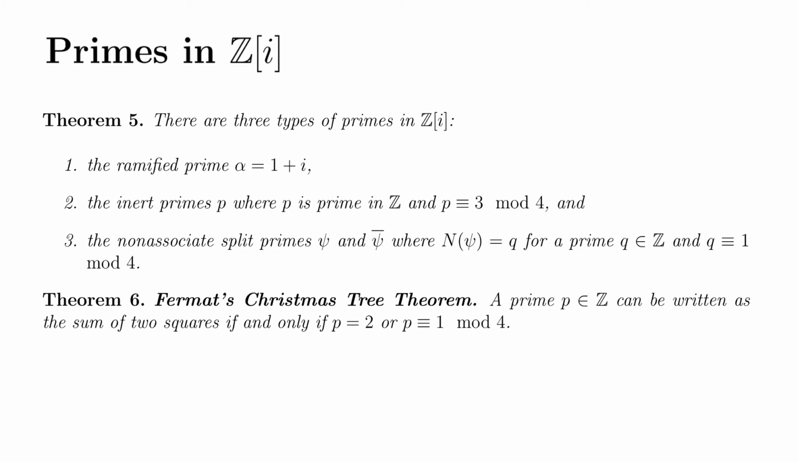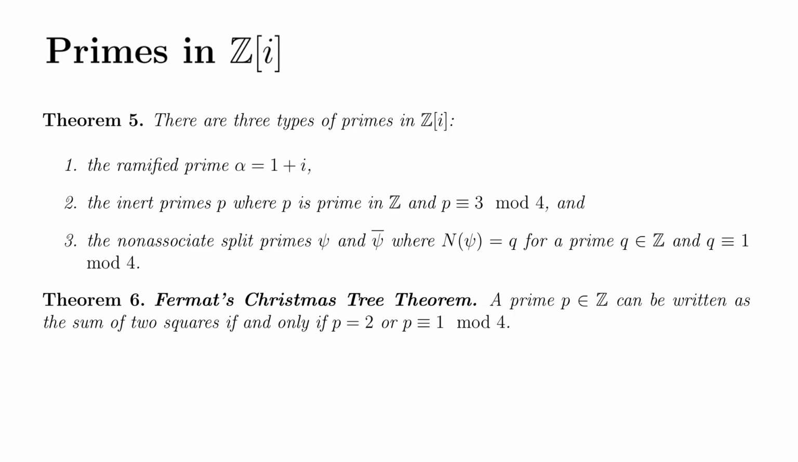There are 3 types of primes in the Gaussian integers, as opposed to the 2 types that we have in the integers, the even and the odd primes. The first is denoted alpha equal to 1 plus i. The second are the inert primes, p, where p is also prime in the integers and is congruent to 3 modulo 4. And the third type is the non-associate split primes, psi and psi bar, where the norm of psi is equal to q for a prime q in the integers where q is congruent to 1 modulo 4.